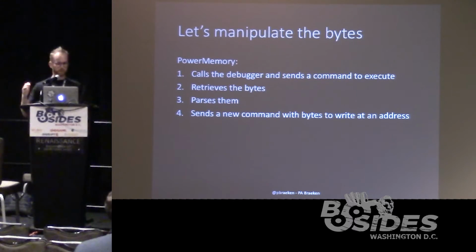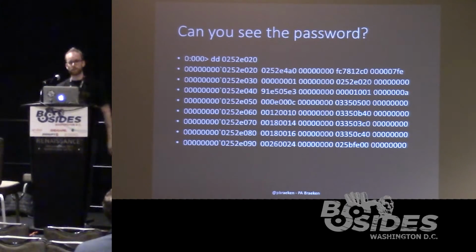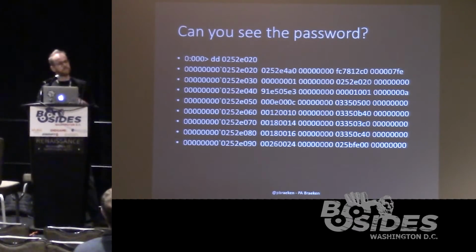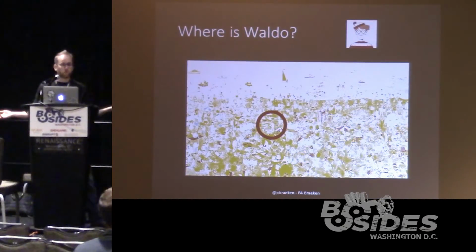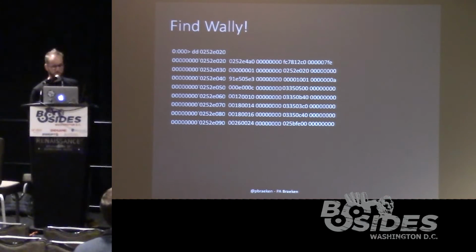Okay, so PowerMemory, what it does, it calls the debugger, sends to it a command to execute, then it retrieves the bytes and parses them very basically. When it has them, if it needs something else, it begins another command to inject, and it launches it. And it can write to an address too, thanks to the debugger. So, okay, can you see the password? The password is over there. I'll show you. But if I show that, it would be like I ask you, where is Waldo? I never found Waldo, because it's even more difficult on the screen, I think. I hope you will see that, because it's very interesting.